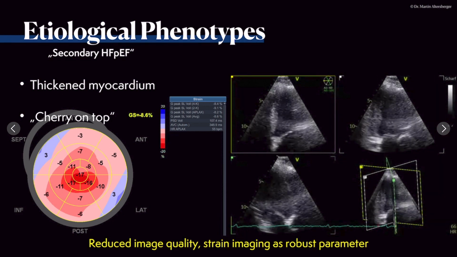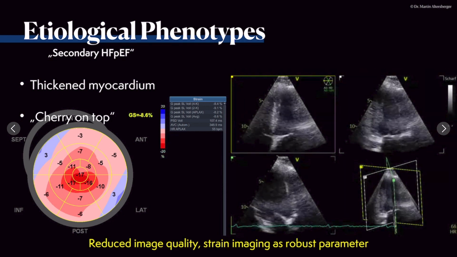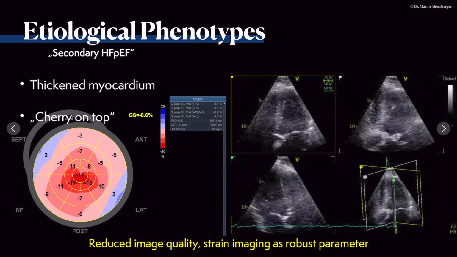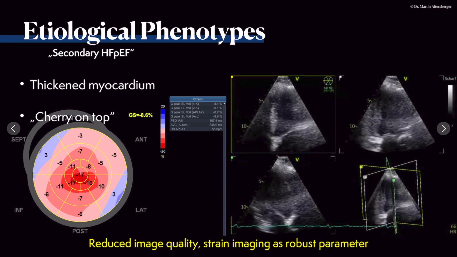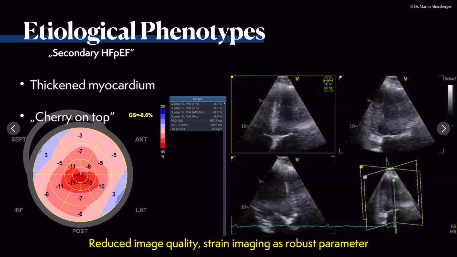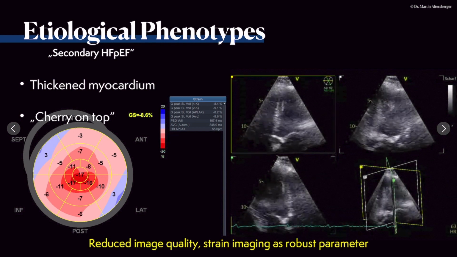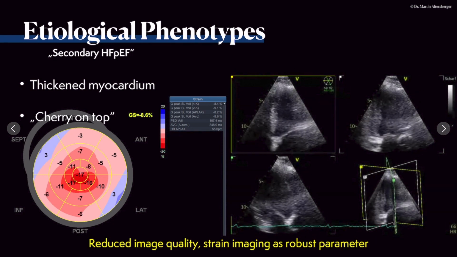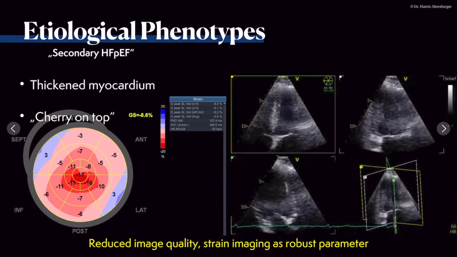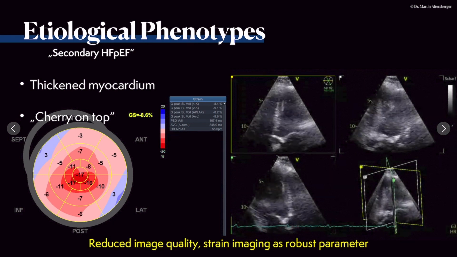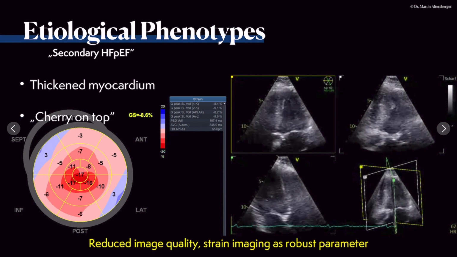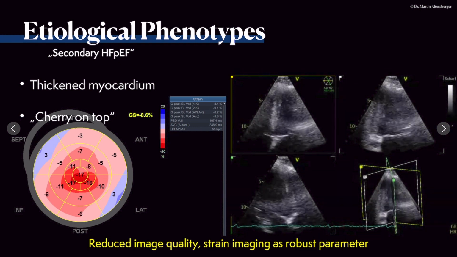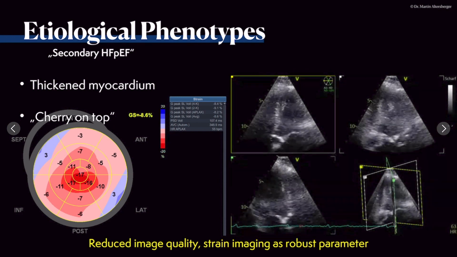This is the first case, in this publication I primarily mentioned, of the so-called secondary heart failure with preserved ejection fraction, or a possible etiology for heart failure with preserved ejection fraction. So in this case I also wouldn't be sure that ejection fraction is still normal. It seems to be definitely reduced. From eyeballing, I would say we're in the range of 30-35%, so it's more towards heart failure with reduced ejection fraction. But overall we see that strain imaging still can help.